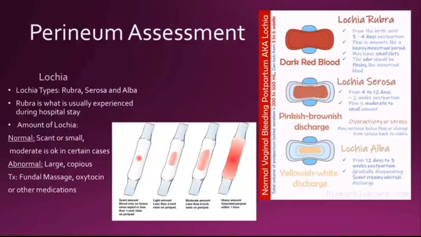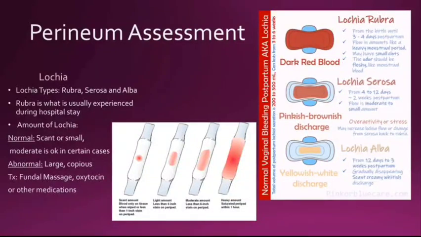Your moderate is going to be 6, and then your heavy is going to be saturating a peri-pad within an hour. I always say this with a little caveat. If you have a patient and you go in and you put on a clean pad on them, and 15 minutes later they've saturated a pad, you're not going to wait till an hour has passed to decide they're having too much bleeding.